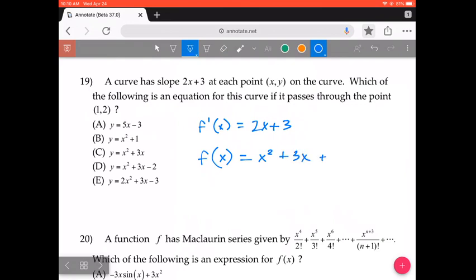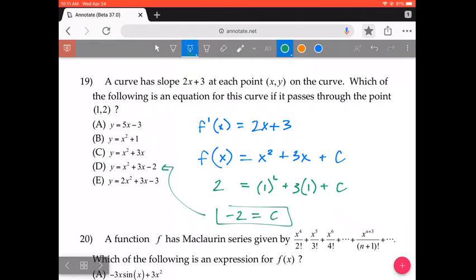But then we don't know what this constant c value could be, but given this original point, this initial condition, we know that 2 is going to be equal to the function when 1 is plugged in. So 1 squared plus 3 times 1 plus c. So when you solve that, you should get that c is equal to -2. And that's going to be this guy right here.